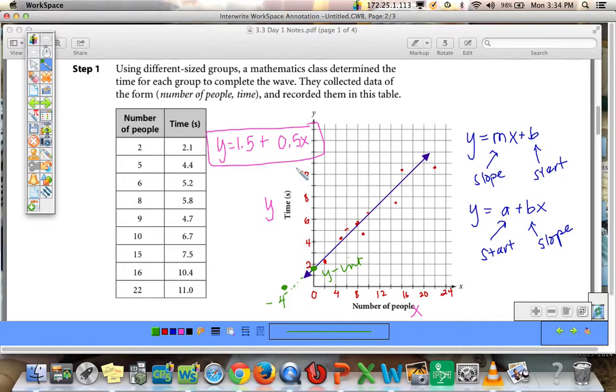So the y-intercept, what that stands for is when there's 0 people, how long does it take to do the wave? And our x-intercept over here means number of people at time 0. So for this situation, since we don't start at 0, 0, our x and y-intercept might not have a whole lot of meaning. But again, our y-intercept is the starting value, so at 0 seconds, how many people are doing the wave?